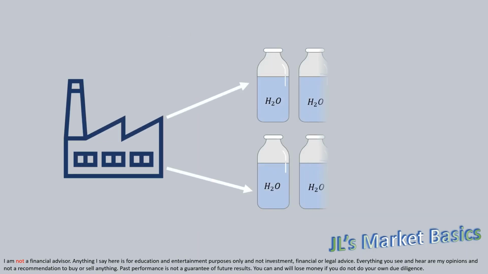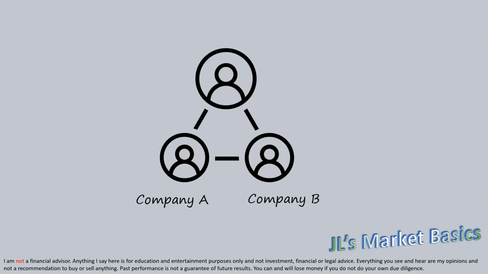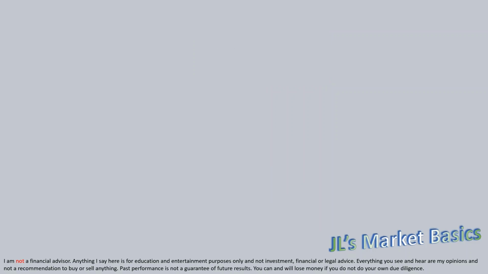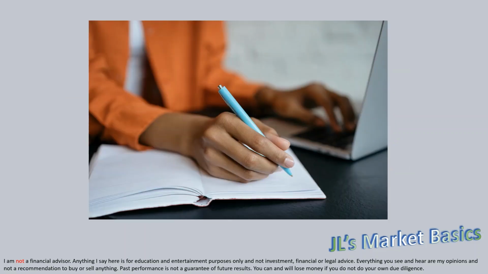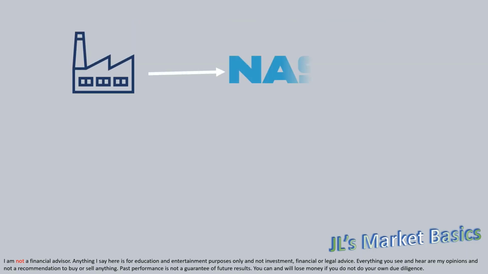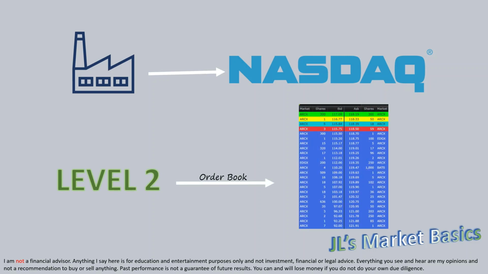Well, let's imagine you own a business and you are in the water industry, and the government has determined that all water sales must go through your company. There are a few companies that you allow to purchase and sell water, but there are millions of people that want to buy and sell water. You will need to have some sort of record or order book of all the orders those companies have, right? Well, if your company was the NASDAQ exchange, level 2 would be the order book for the NASDAQ.